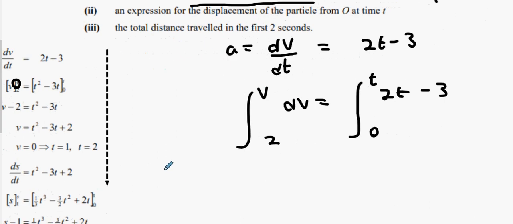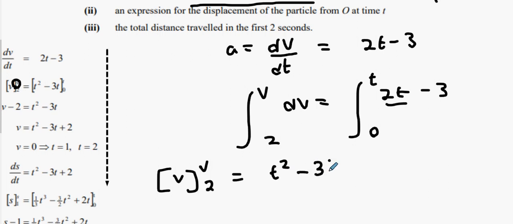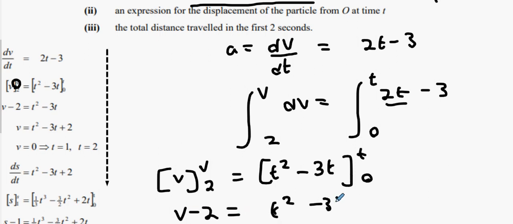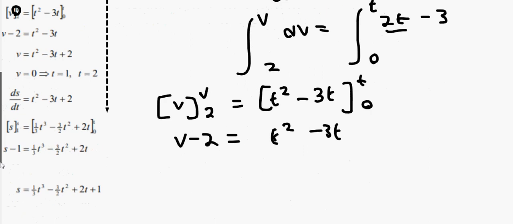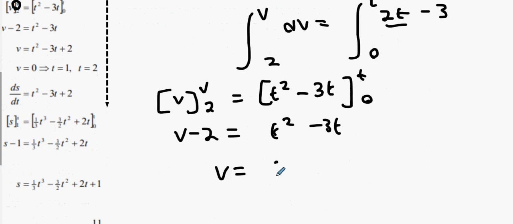It's going to be from 2 to v, and here it's going to be, what's that? t squared minus 3t, from 0 to t. And then you're going to get v minus 2 equals t squared minus 3t. And then your velocity equals t squared minus 3t plus 2.